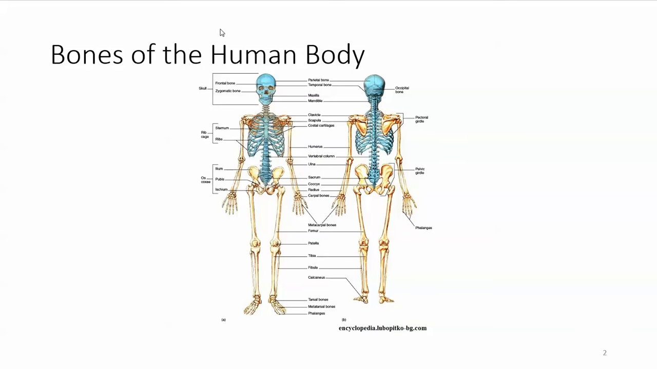Now we're going to briefly go over the bones of the human body. We have the frontal bone, that's the forehead. The zygomatic bone, that's the cheekbone. The parietal bone, that's in the back of the head. The temporal bone is on the side of the skull. The occipital bone, the back of the head. The maxilla is the upper jaw. Mandible is the lower jaw.